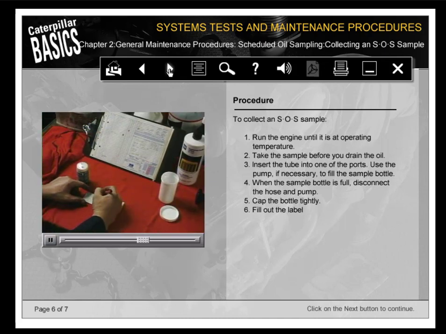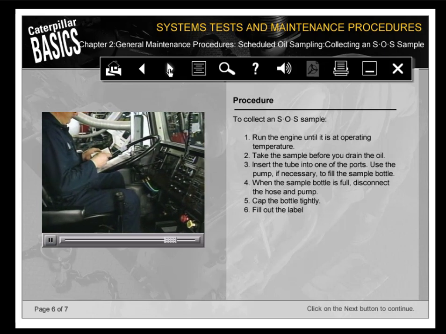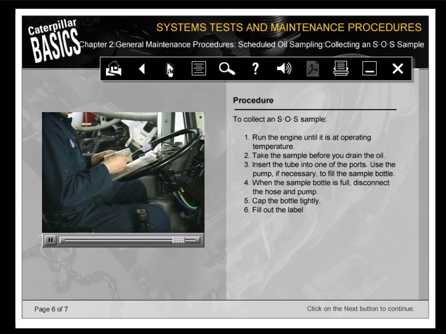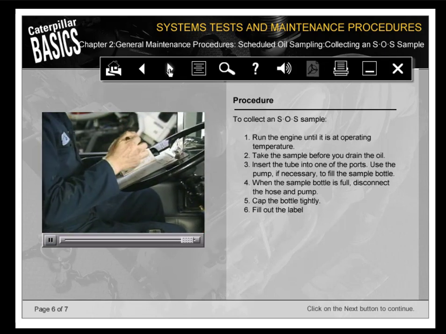Next, fill out the mailing label. Fill out the label completely for the lab to perform the analysis. You will need data from the service order, information plate, operator log, and the odometer.